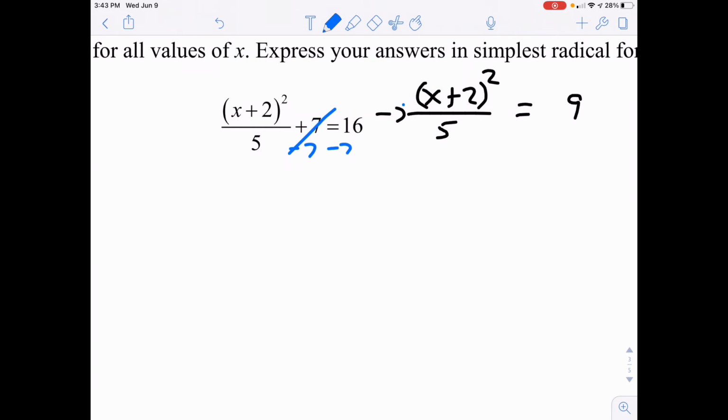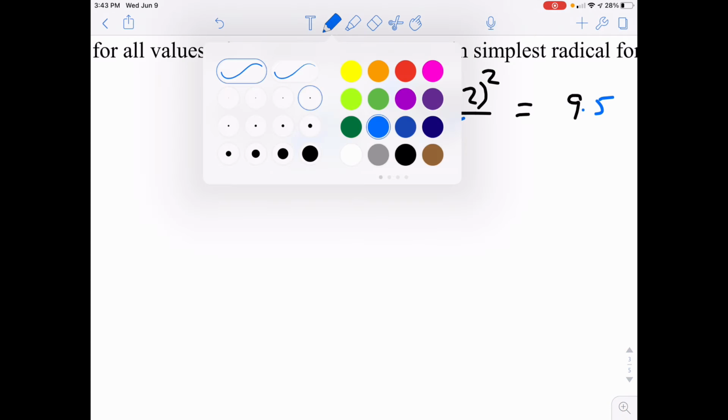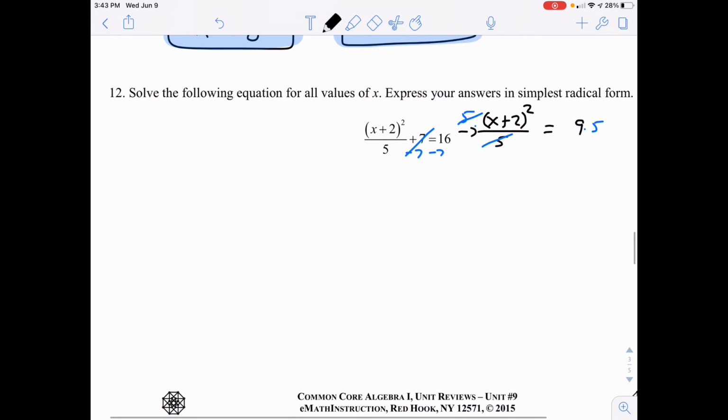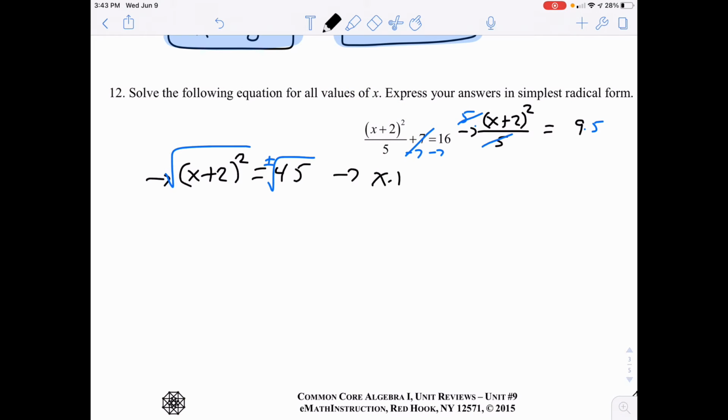We can get rid of the fraction by multiplying both sides by 5. And now we have the quantity x plus 2 squared equals 9 times 5, which is 45. Square root both sides, plus or minus. And x plus 2 is equal to plus or minus the square root of 45.